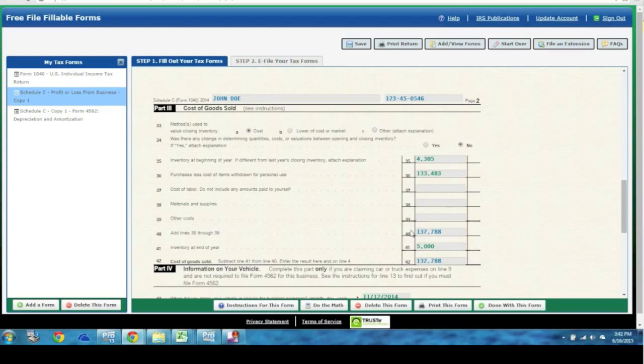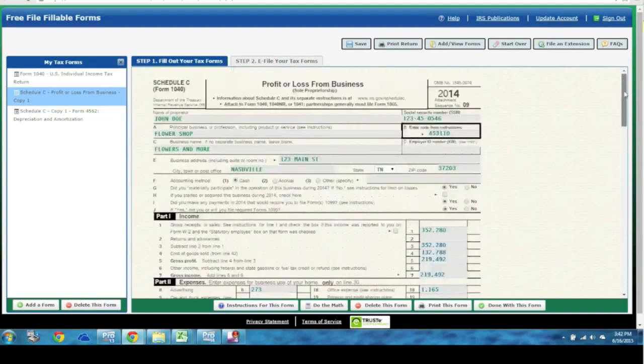Now we subtract the ending inventory, which is at $5,000, because that was obviously not sold. It's still an ending inventory. All this was sold minus the $5,000, because we had $137,000 of inventory. Now we have $5,000. So subtracting the $5,000 from the $137,000, we sold $132,788. So we stick that up there under part 1, cost of goods sold. So that's a quick little summary of how to file Schedule C.